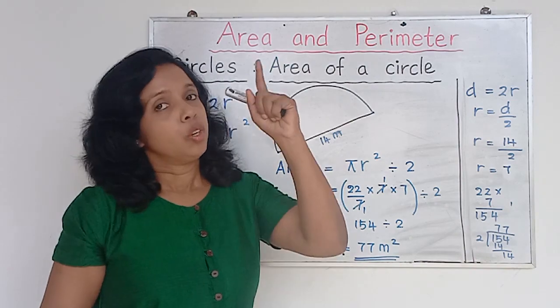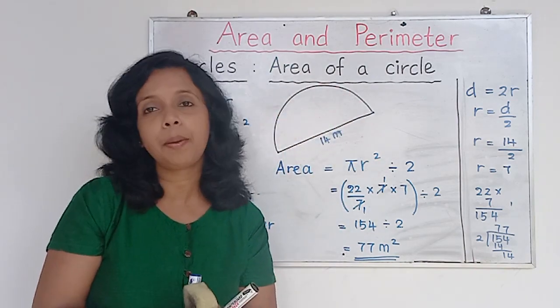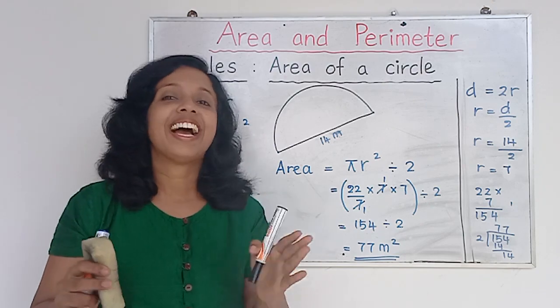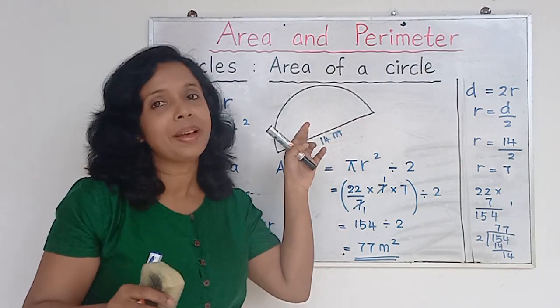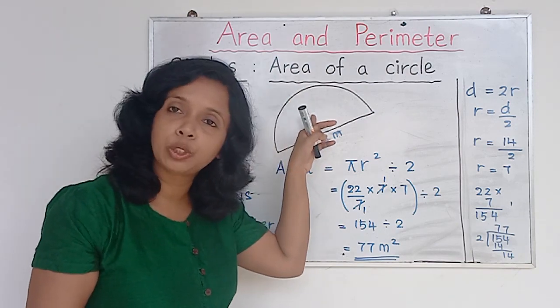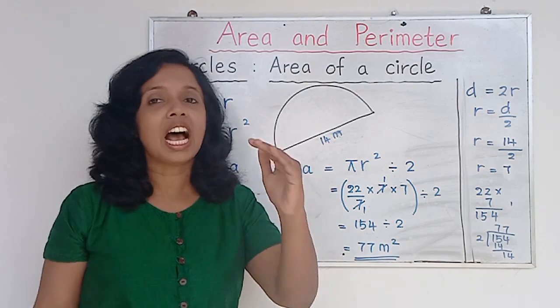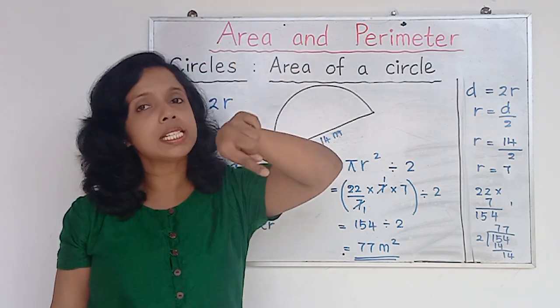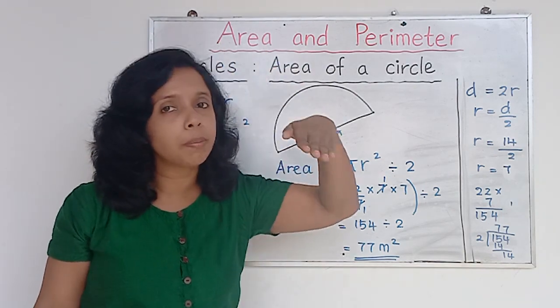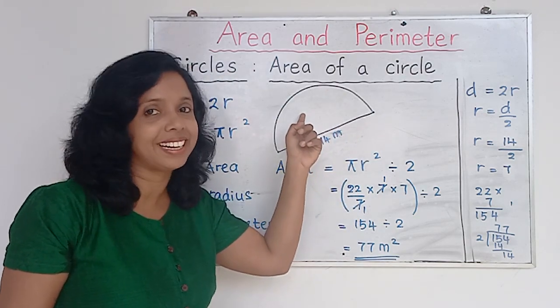Yes. First example, I had a circular shape plan. Now this time I have a semicircular shape and I want to find the area of this semicircle. What should I do? I know how to find the area of the full circle. After finding the area of the full circle, I want to divide it by 2 because this is exactly a half circle or a semicircle, right?